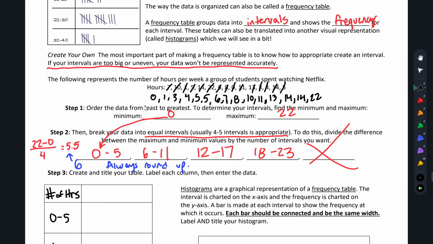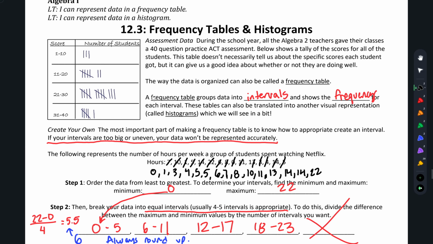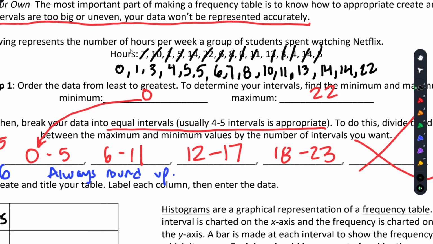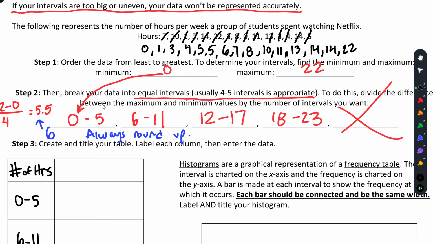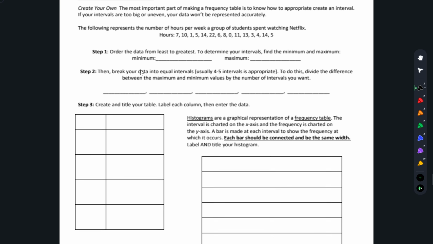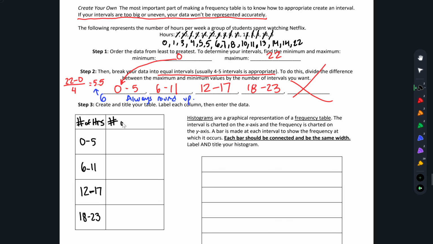Now, I'm going to go back up here for a second. Our frequency table has tick marks. We are not doing exact values here. I am tick marking the number of students that fall within each interval. So the number of students who fall between 0 and 5 hours. The number of students who fall between 6 and 11 hours. So this side is number of students.